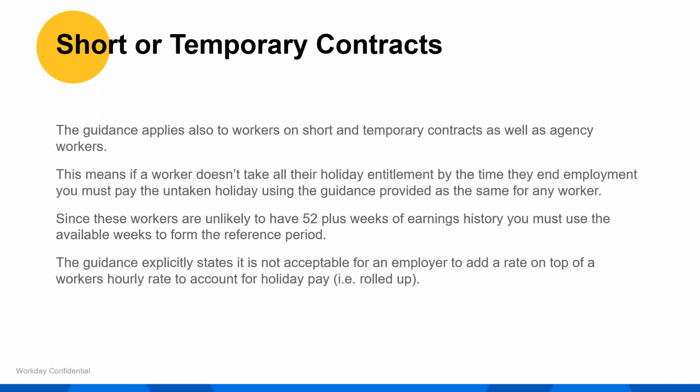Any accrued holiday they haven't taken, you have to pay that to them, and you have to pay it based on the guidance. Again, no applying percentages or any kind of rolled up calculations. Since these workers are unlikely to have 52 weeks of earnings history, you must use your available weeks to form the reference period. So if they've got 1, 2, 5 or 10, that's what you would use to do that averaging. The guidance explicitly states it is not acceptable for an employer to add a rate on top of the worker's hourly rate to account for holiday pay. So again, rolled up.